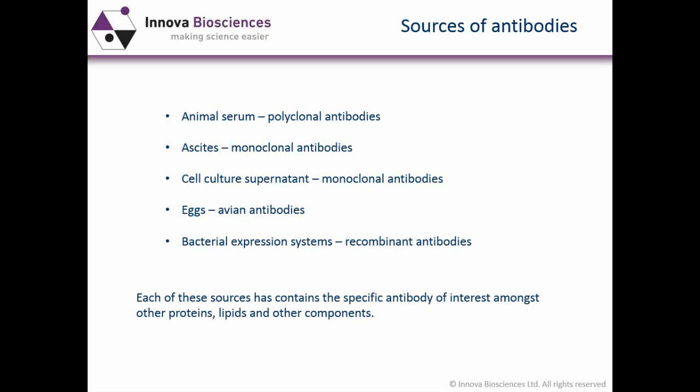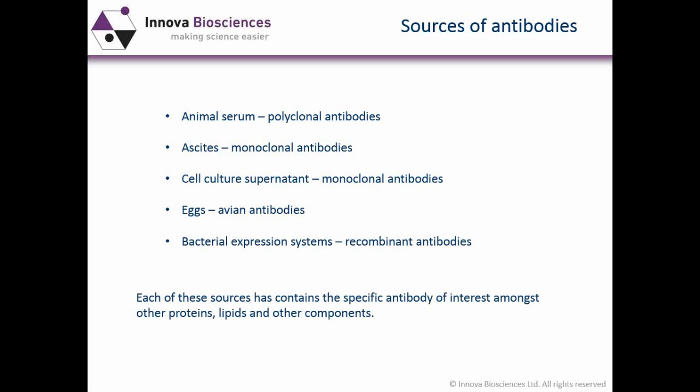And then with monoclonal antibodies, we have two sources. Ascites, which was a source probably really from the early days of monoclonal antibodies and is certainly less commonly used now, especially in European countries. And cell culture supernatant, where the hybridomas are grown in vitro in bulk format. And both of these are used as common sources of monoclonal antibodies.